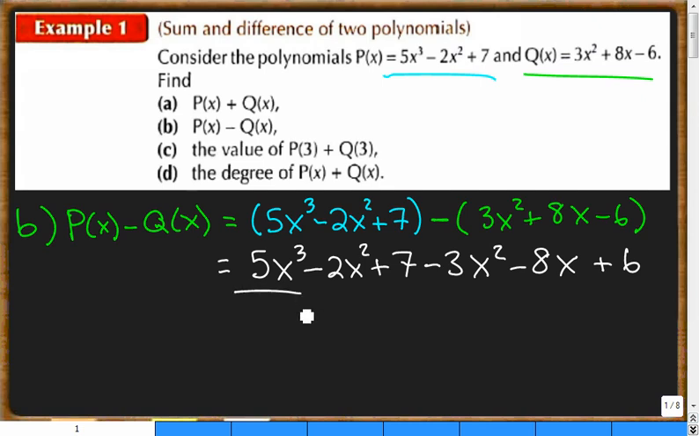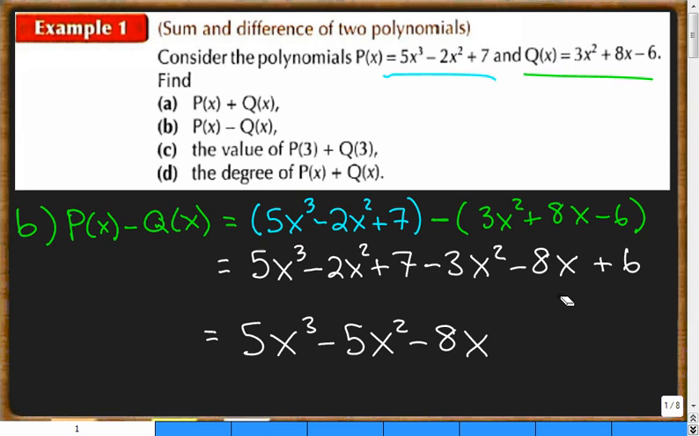So again, we're going to have to group these together. We only have a single 5x cubed. We have a negative 2x squared and a negative 3x squared, which makes negative 5x squared. We have just one single x term, so we have negative 8x. And then we have a positive 7 and a positive 6, which makes a positive 13. So that is what our two terms are subtracted.